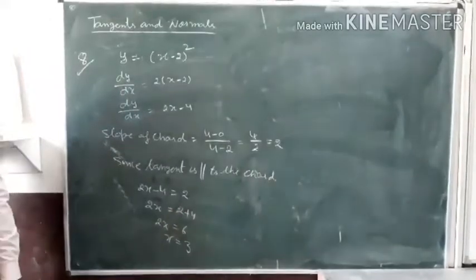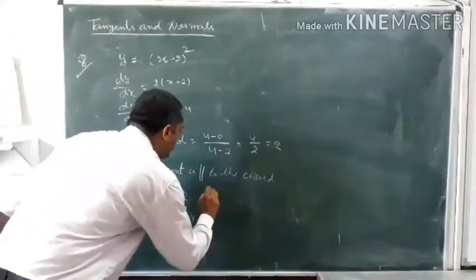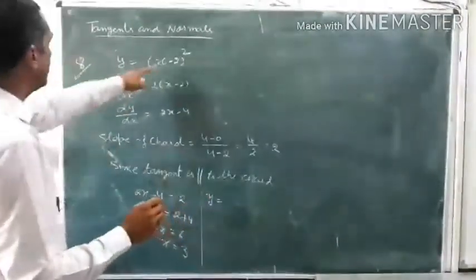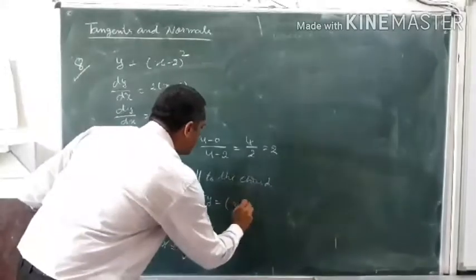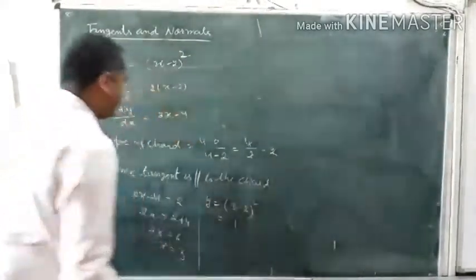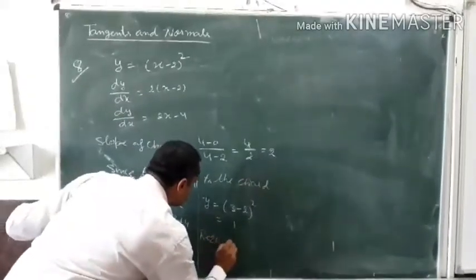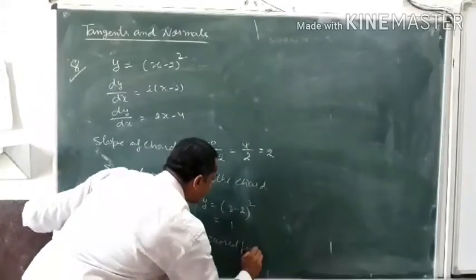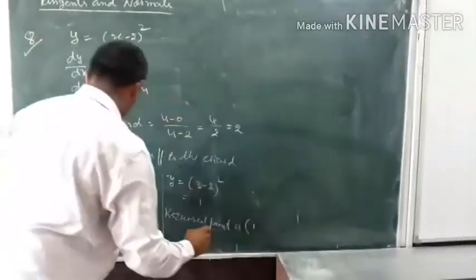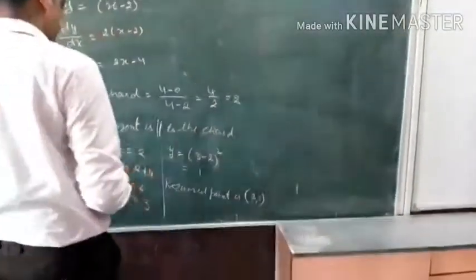Now we have to find the point. When x is equal to 3, then y is equal to (3 minus 2) whole square, which is equal to 1. So the required point is (3, 1). Required point is (3, 1).